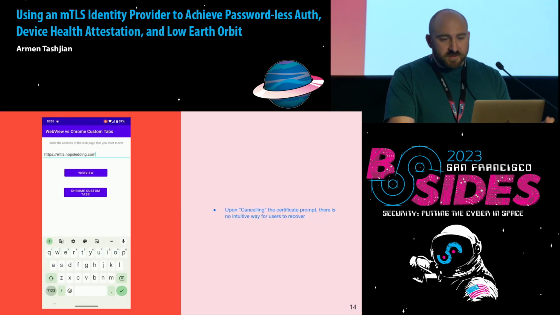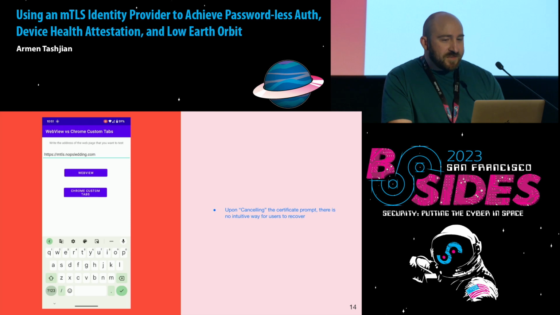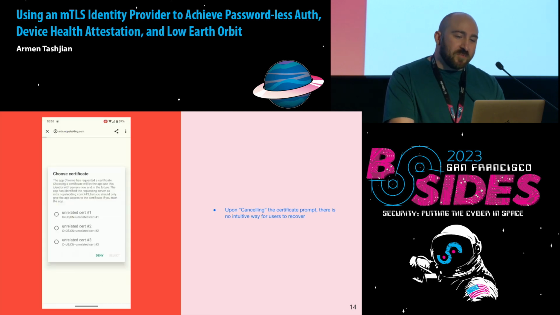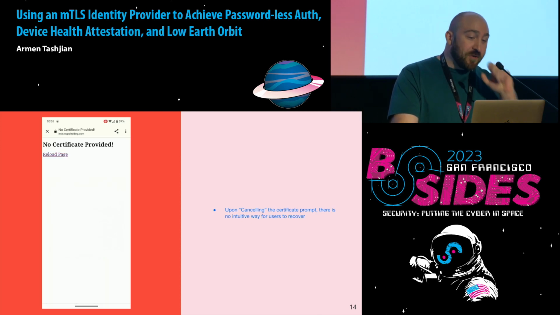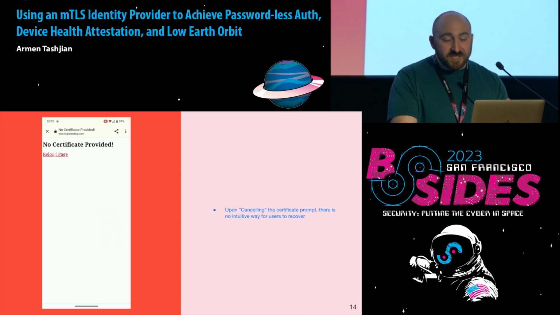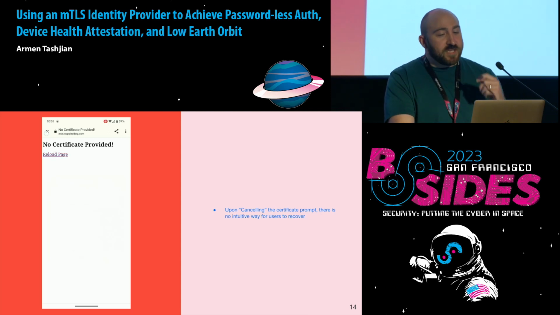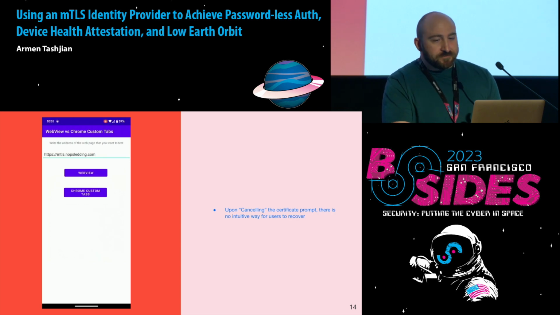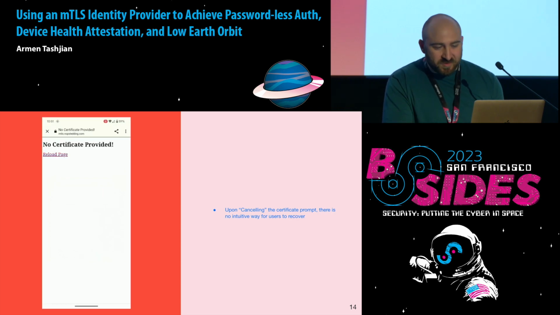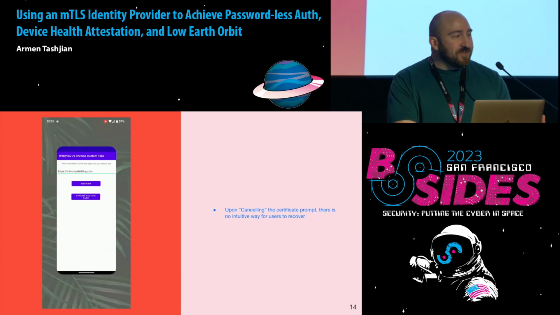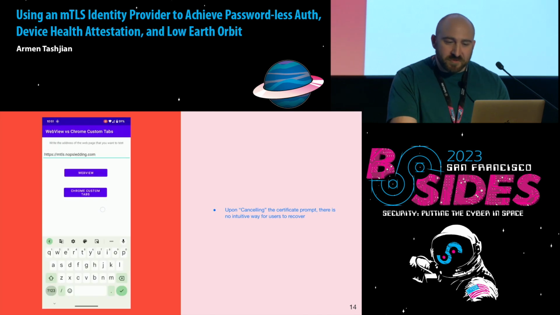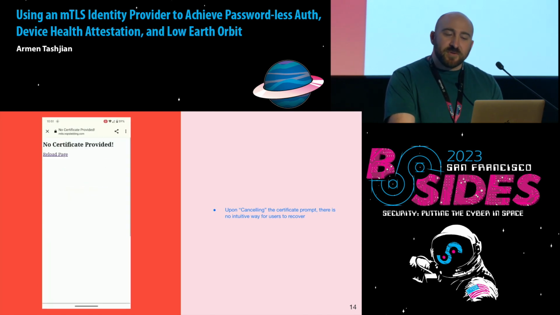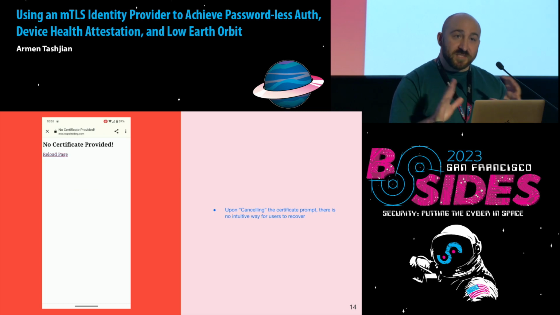So I may have lied a little bit when I alluded to the fact that mutual TLS or certificate auth results in a positive user experience. In fact, browser-based mutual TLS often leads to a horrendous experience for end users, as demonstrated in this slide. So notice that within a native application on Android, after canceling the certificate prompt, there's no intuitive way for the user to recover from that mistake, even going as far as restarting the application or refreshing the page. You're not able to be re-prompted for that certificate prompt.